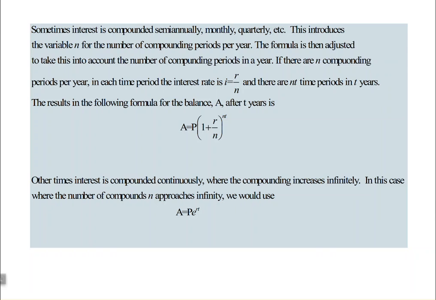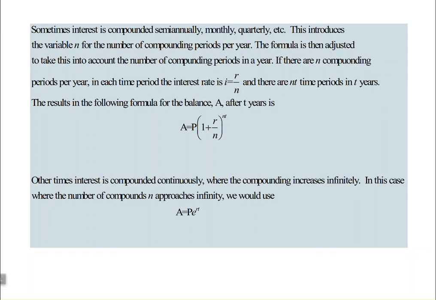A is the final amount that you will receive. P represents the principal, the initial amount that you're placing into the account. R is the interest rate, and you have to convert it from a percent to a decimal. N is the number of times it compounds in a year. If it's semi-annually, then it's 2. If it's monthly, then it's 12. If it's quarterly, then it's 4. And t represents the number of years.